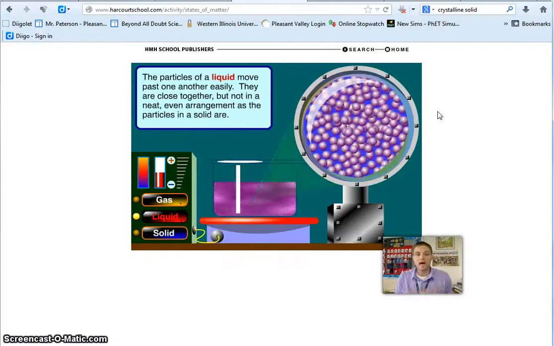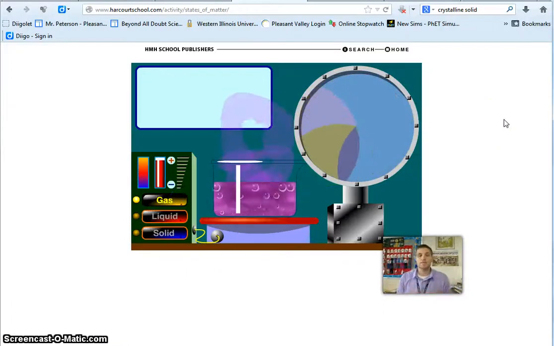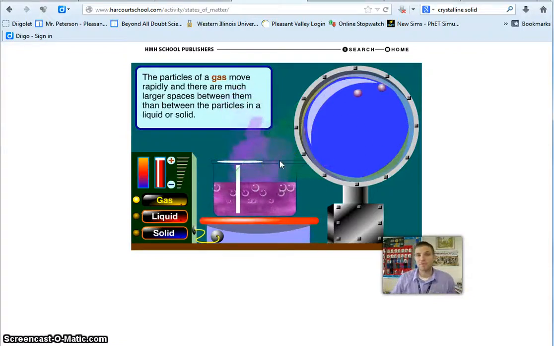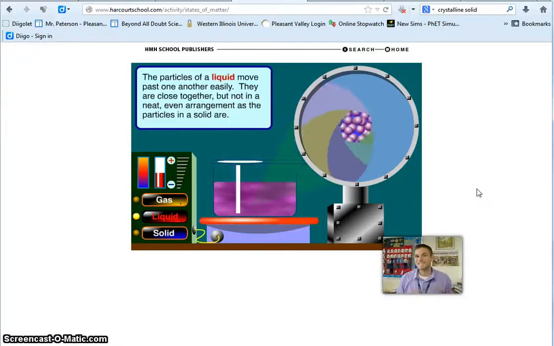I can see now they move a little bit more easily. They're sliding past each other, kind of going wherever they want. You can see there are some in here that are actually moving from where they're at. In an amorphous solid, they'd be stuck in that spot, but they wouldn't be in an orderly fashion. I click on gas and speed up the process again. The temperature goes up and now I have some heat going through. I can notice those particles moving around. They're free, moving wherever they want, all over the place.